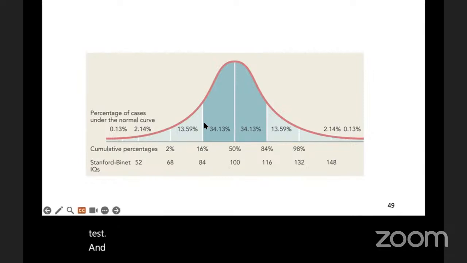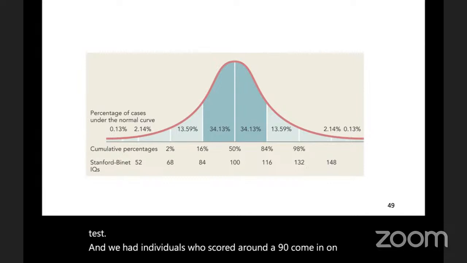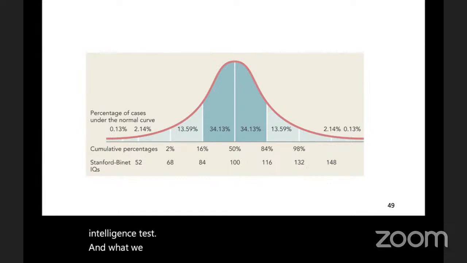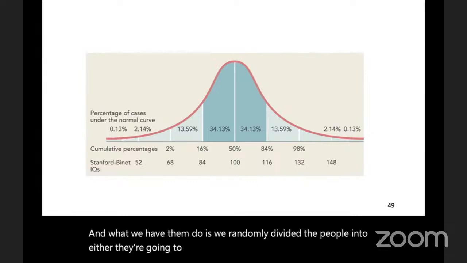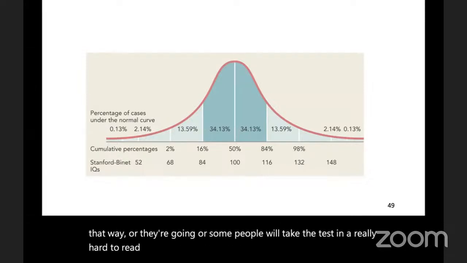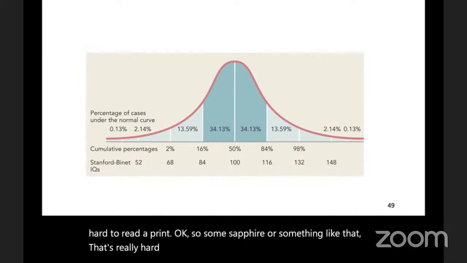And we had individuals who scored around a 90 come in on a full intelligence test. We randomly divided the people into two groups: some would read the test as it is printed and do the test that way, and others would take the test in a font that is really hard to read. Okay, so some sapphire or something like that. That's really hard to read.